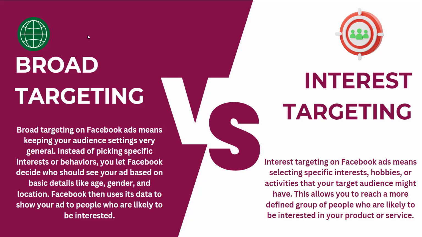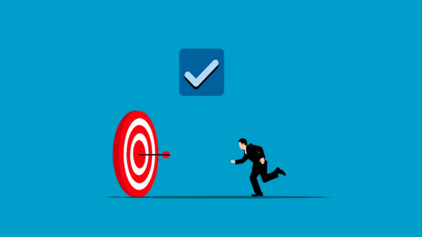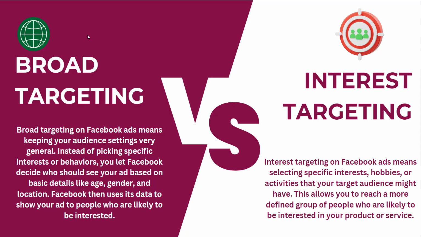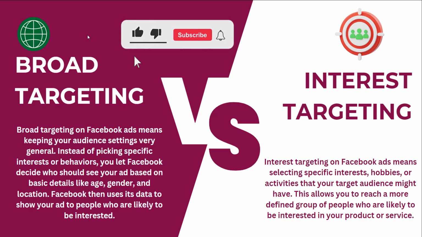Now, when it comes to interest targeting, just like the name implies, this is where you use specific interests, hobbies, and activities to target your audience. Based on how people interact on Facebook, we know that a lot of people interact based on different things. Some people like pages of their hobbies, some people behave in certain behaviors, some people use iPhone, some people use Android, and all of that. And you can use all of these metrics to track people on Facebook. Now, this allows you to reach more defined people who are likely to be interested in your product or service.